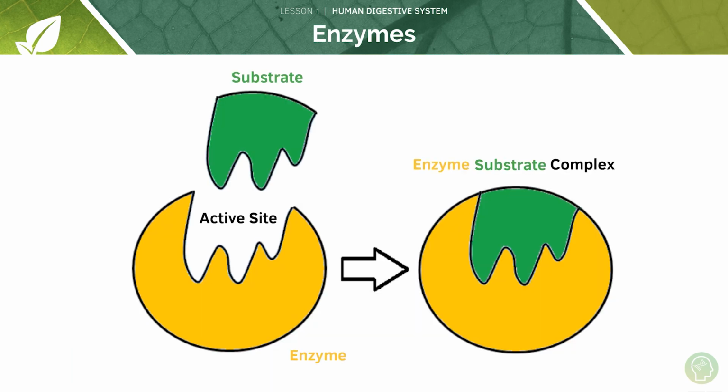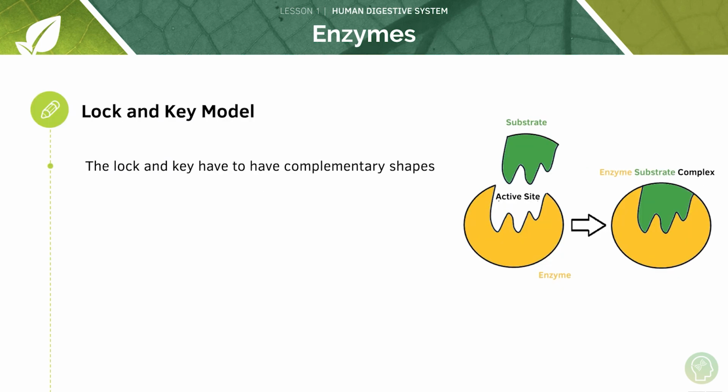So, just to summarise, we have our enzyme, our specific shaped active site, which is complementary to a single substrate. So this actually is known as the lock and key model. And so when you insert a key into a lock, the key has to have a specific shape in order to unlock the door, for example. So it works the same here.